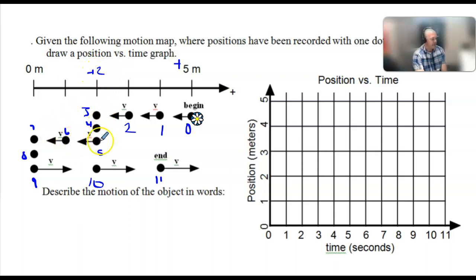Then it stops for a couple seconds, and then it moves from positive 2 down to 0, and it stops at 0, and then it starts moving back, and it ends at, it looks like positive 4 at the very end. So we could graph that, and that's what I'm going to try to do here. So I'm at positive 5 in the beginning, and then it looks like it's moving 1 meter per second for the next 1, 2, 3 seconds.